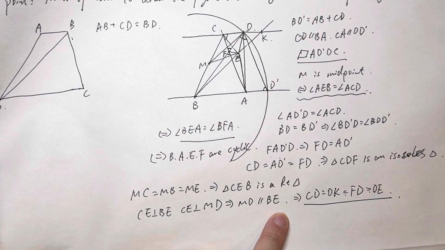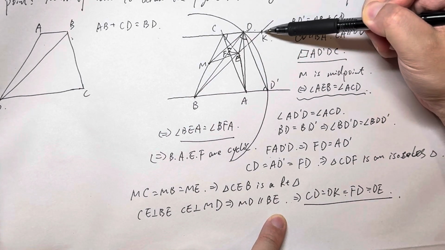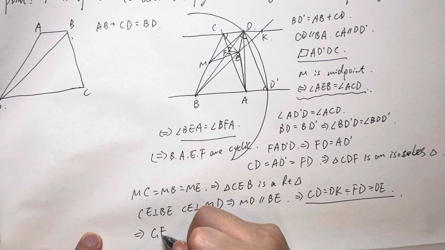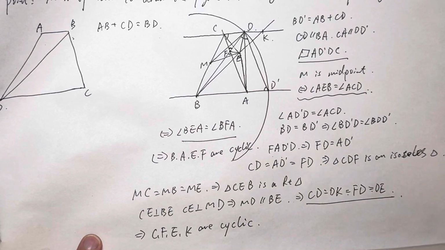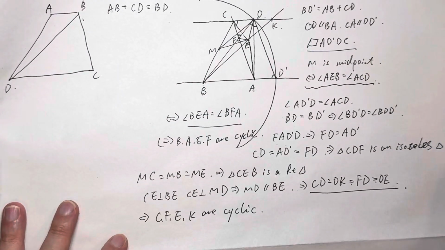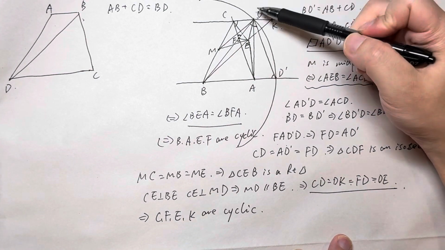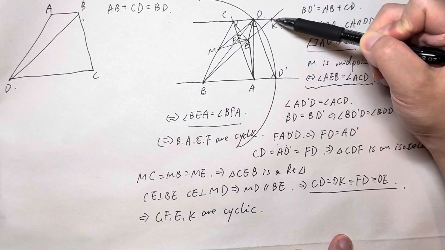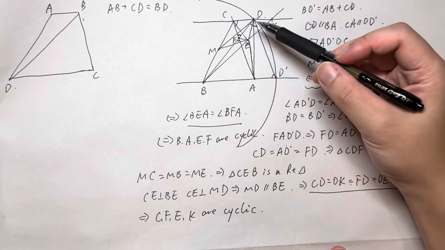Right, that's all we have. Then we know that C, F, E, K, these 4 points are cyclic, because D is the center, right? DC equals DF equals DE equals DK. So what we can get from here is that these 4 points are cyclic.